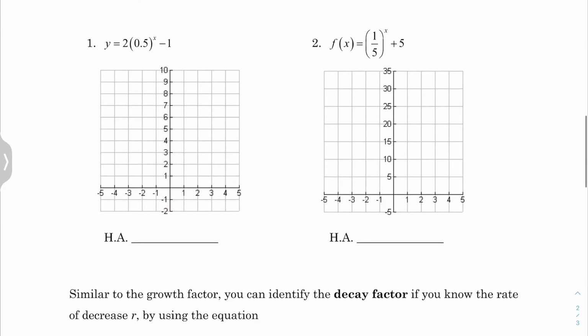Let's use that idea for these next examples. y equals 2 times 0.5 to the power of x minus 1. What would 0.5 be as a fraction? It'd be 1/2. 2 times 1/2 to the power of x minus 1.